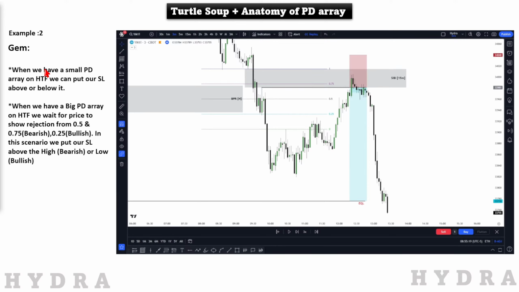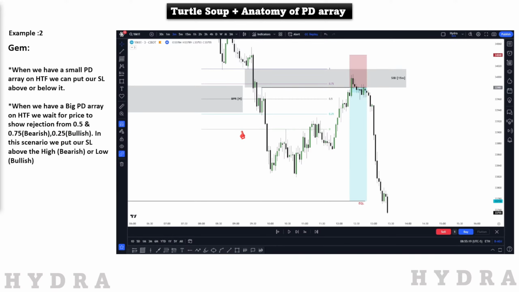So what is the gem here? When we have a small PDA on higher time frame, we can put our stop loss above or below it. Above is when we are taking a bearish trade. Below is when we are taking a bullish trade. When we have a big PDA on higher time frame, we wait for price to show rejection from 0.5. This is the 0.5 level, 0.75 level, and 0.25. So 0.75 is when we are bearish, 0.25 is when we are bullish.